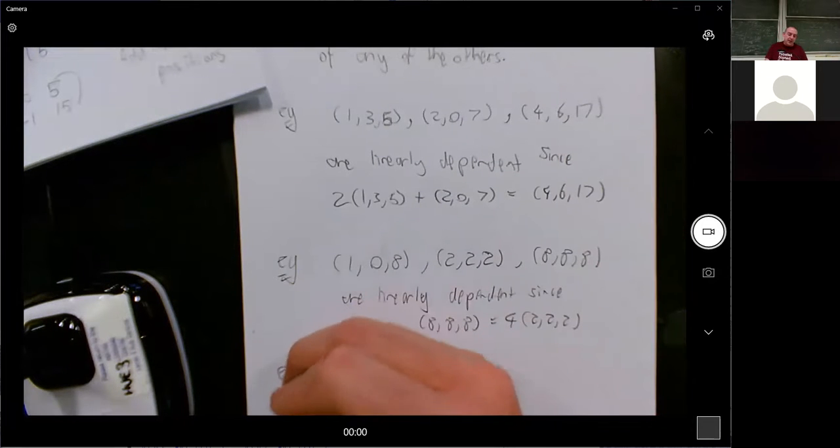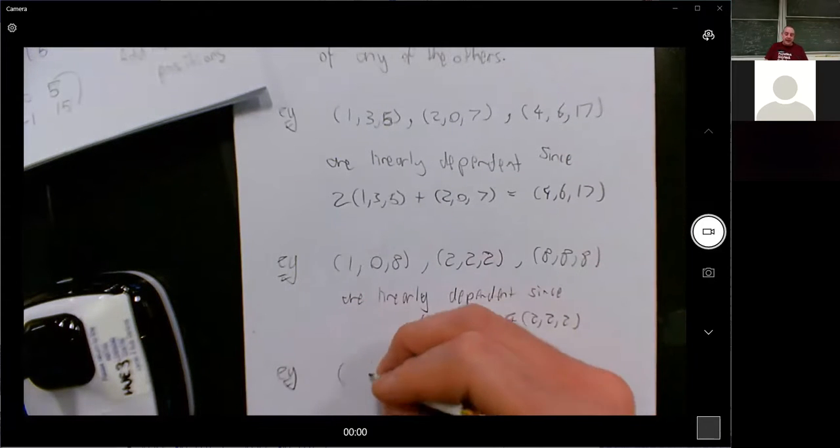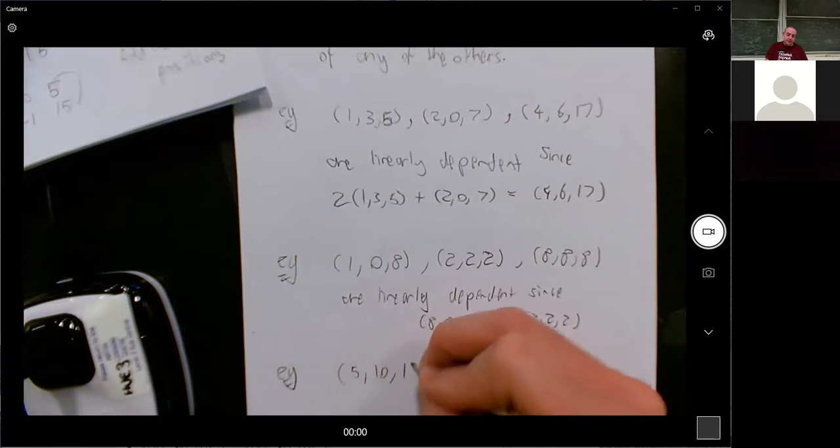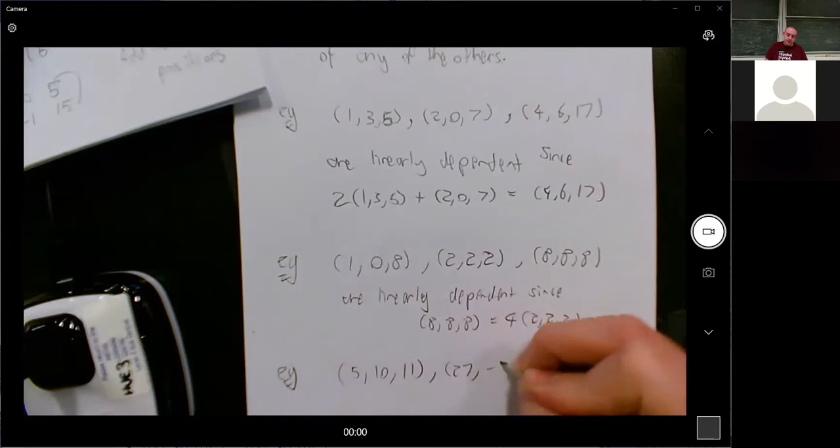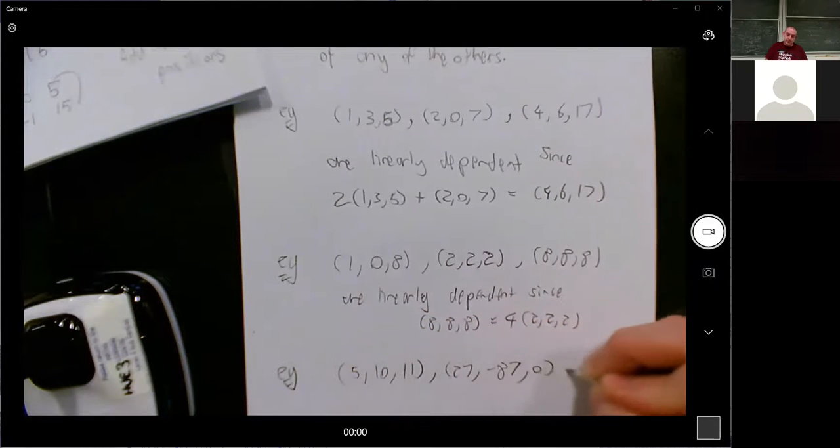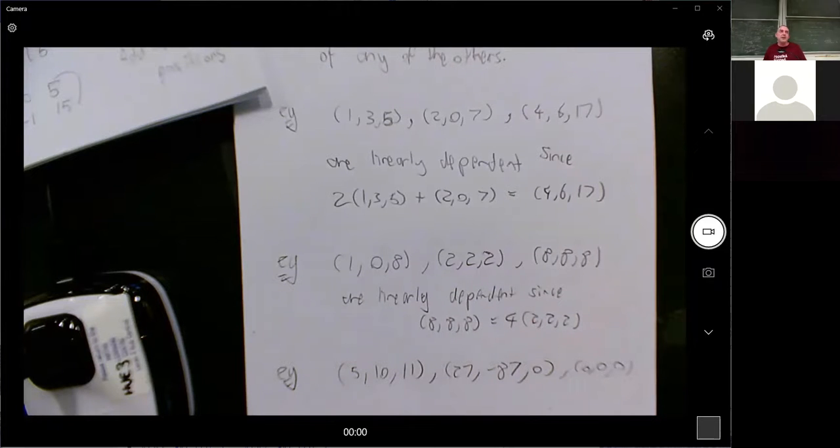One more example of linearly dependent. Any list that includes the 0 vector is guaranteed to be linearly dependent. Because look, this one is 0 times that one. Linear combination.